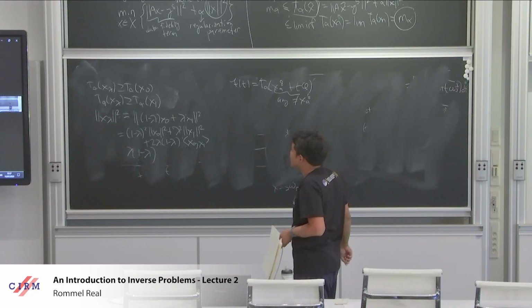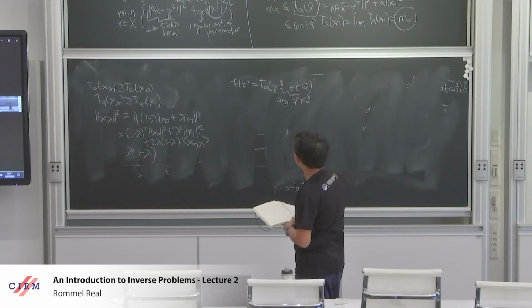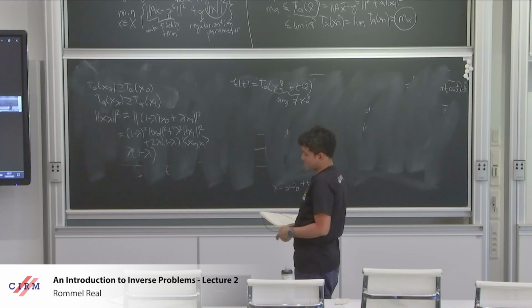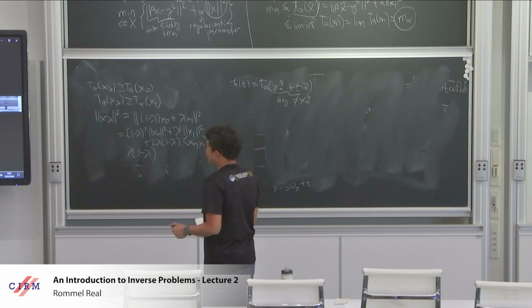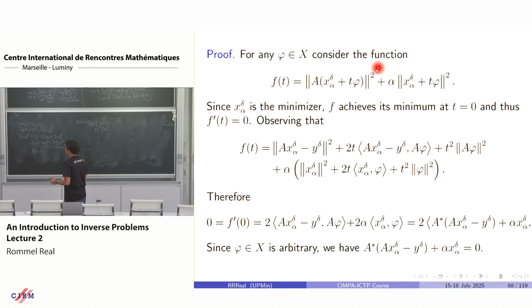And then since x sub alpha delta is the minimizer, f must achieve its minimum at t equals 0, because this will just be equal to the value at x sub alpha delta, which is just equal to this one, because it's easy to see that f of 0 is just t sub alpha of x sub alpha delta, which is the minimizer over there. Now, if you observe that by definition of inner product again, we can expand it in this way.